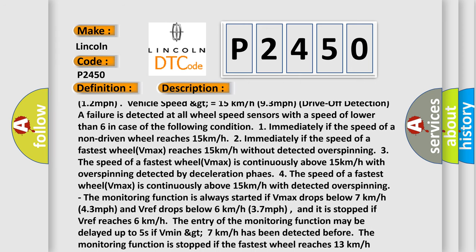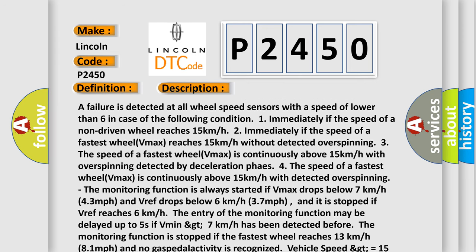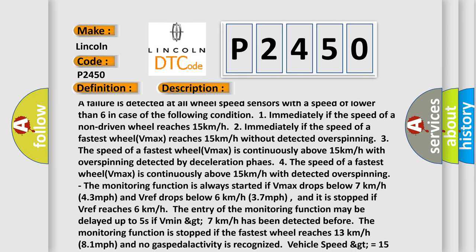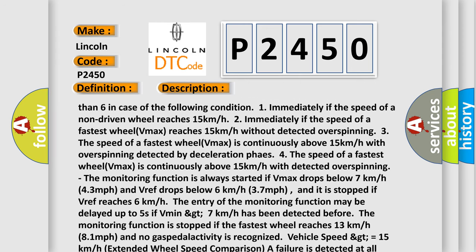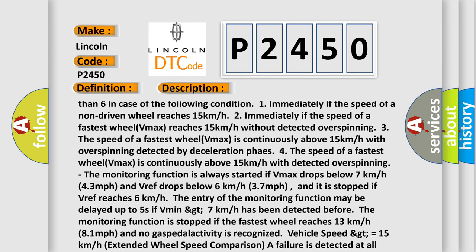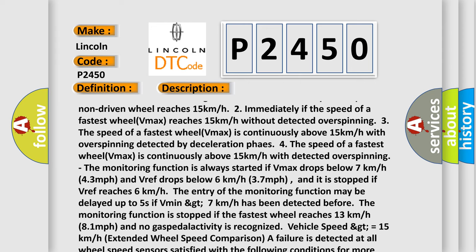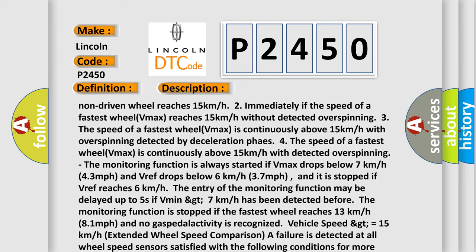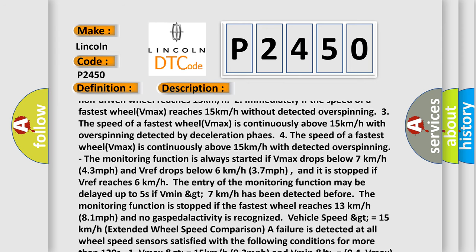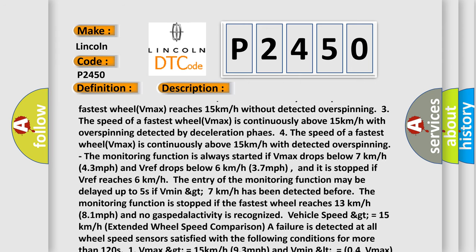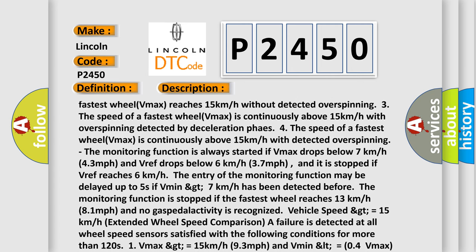The monitoring function is always started if Vmax drops below 7 km per hour, 4.3 miles per hour, and Vref drops below 6 km per hour, 3.7 miles per hour, and it is stopped if Vref reaches 6 km per hour. The entry of the monitoring function may be delayed up to 5s if Vmin GT 3.7 km per hour has been detected before the monitoring function is stopped. If the fastest wheel reaches 13 km per hour, 8.1 miles per hour, and no gas pedal activity is recognized, vehicle speed GT equals 15 km per hour.